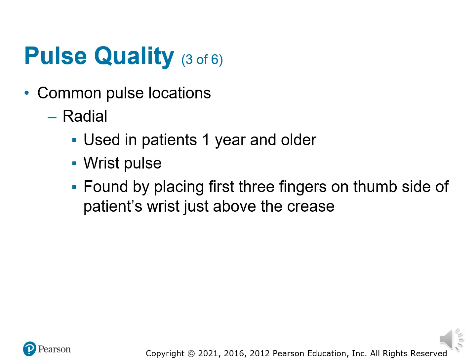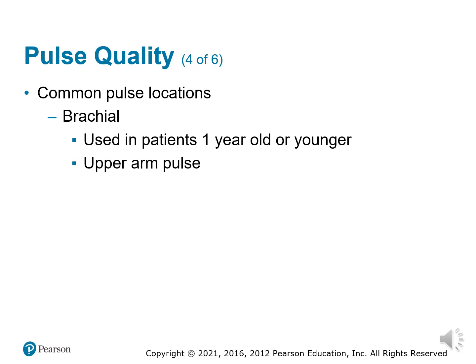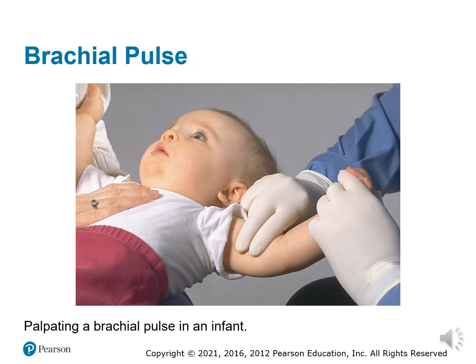So the common pulse locations include the radial, which is used in patients 1 year and older. It's found in the wrist and found by placing 3 fingers on the thumb side of the patient's wrist just above the crease. Next one is the brachial. It is used in patients 1 year old or younger, and it's on the upper arm. So here you can see that they're palpating a brachial pulse in an infant.